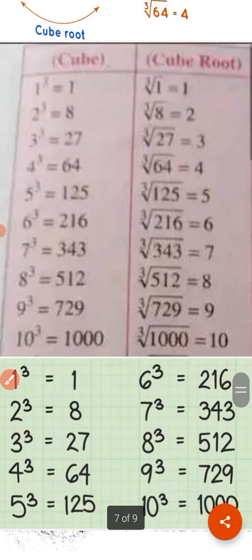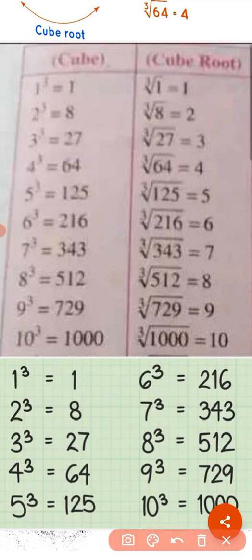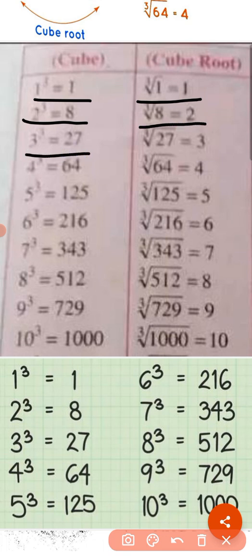Children, here the cubes and cube root of numbers up to 10 are given. 1 cube is 1. So we can say that cube root of 1 is 1. 2 cube is equal to 8. So cube root of 8 is 2. 3 cubed is equal to 27. So cube root of 27 is equal to 3. 4 cubed is equal to 64. Therefore, cube root of 64 is 4.